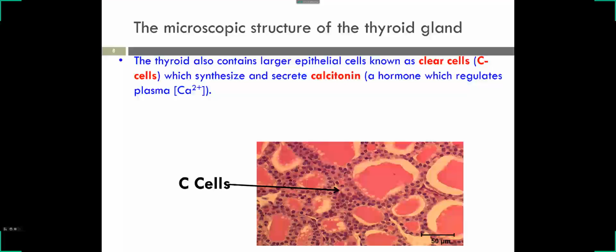Now, those C cells that we mentioned that were in between the space are responsible for synthesizing and secreting calcitonin, an important hormone which helps regulate plasma calcium. And you may have heard recently the calcitonin receptor was a target for treating severe migraines. And the structure came out last year.